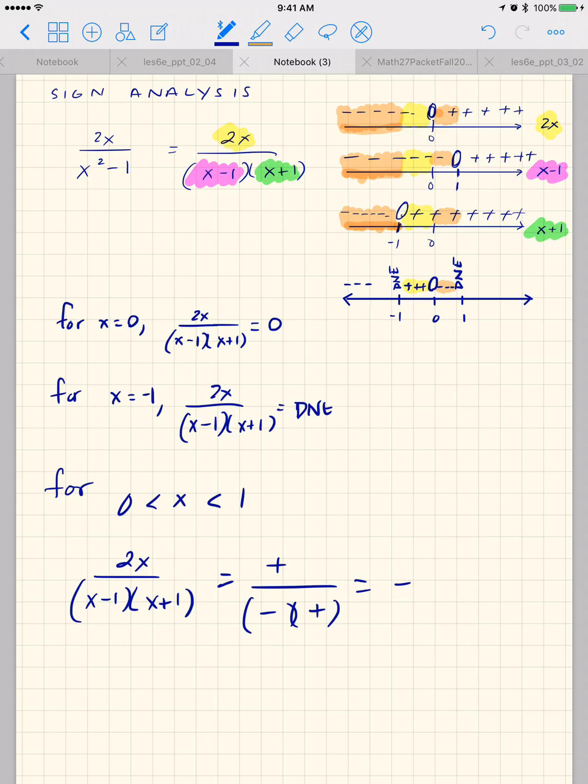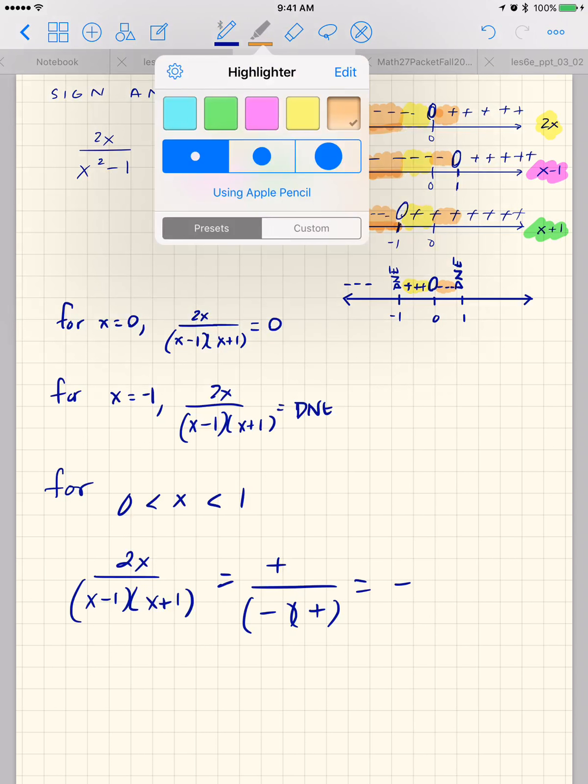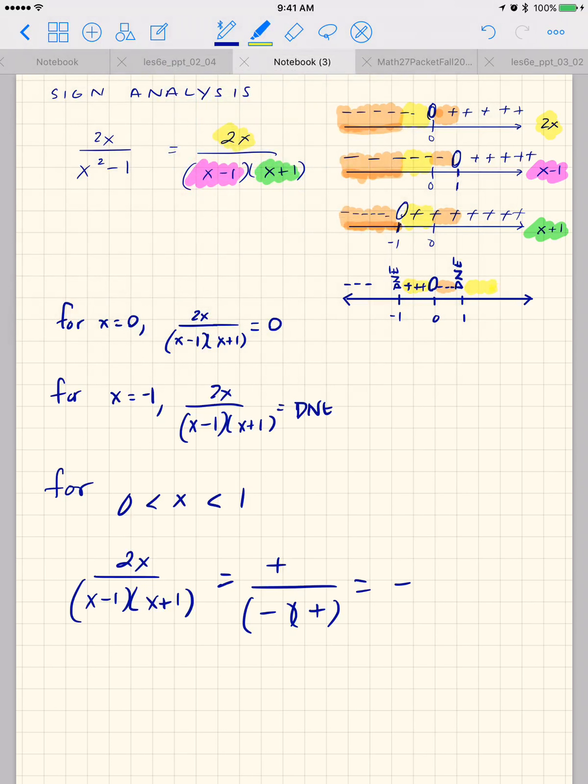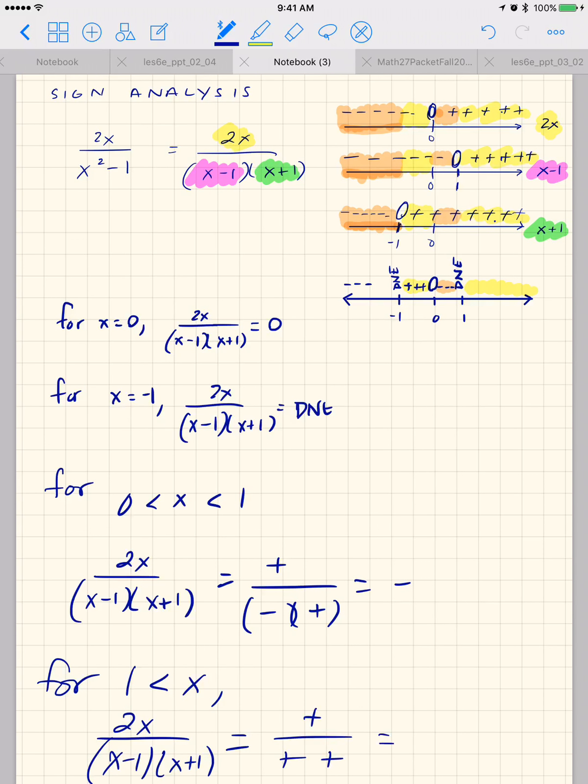And for the last region, which is greater than or equal to 1, I'm going to look up here and do my sign analysis. So for x greater than 1, 2x over (x minus 1)(x plus 1) is going to be a positive number divided by a positive number times a positive number. Positive over positive is positive, which is going to give us a positive. So this is positive all the way across.